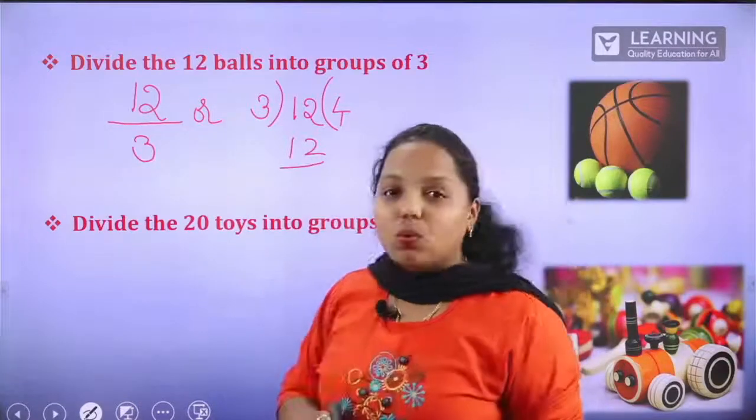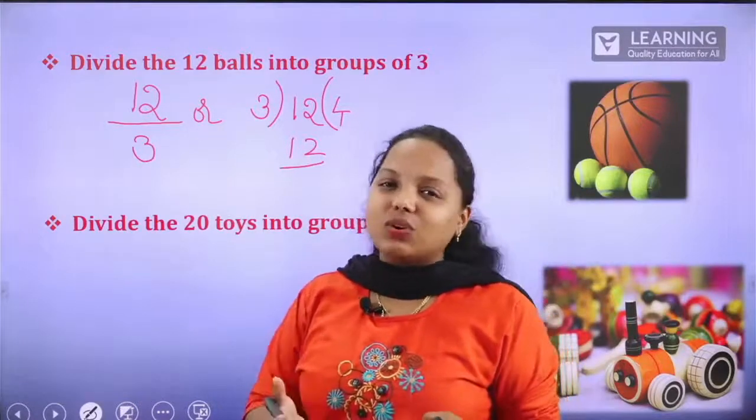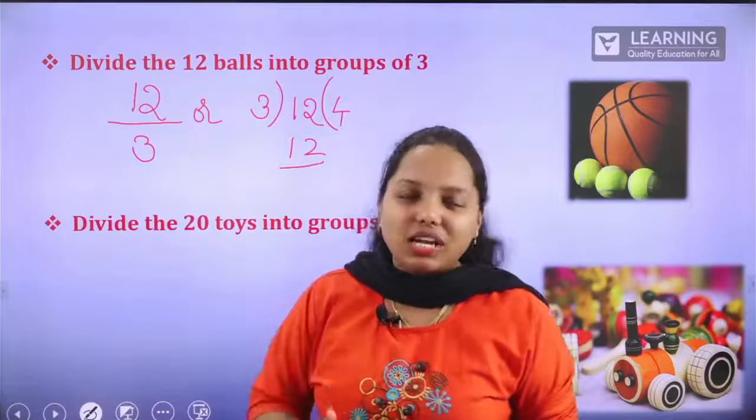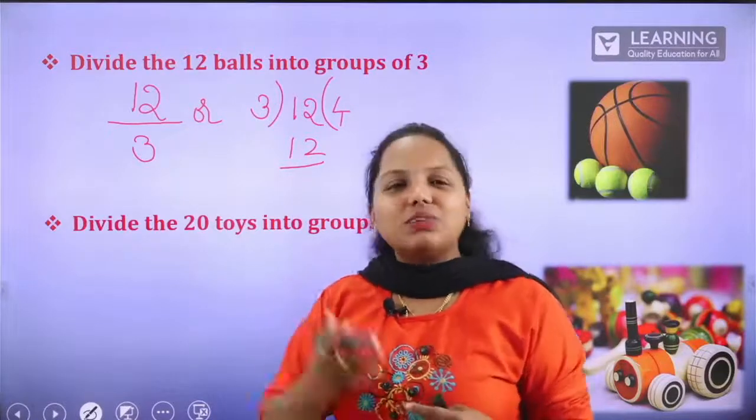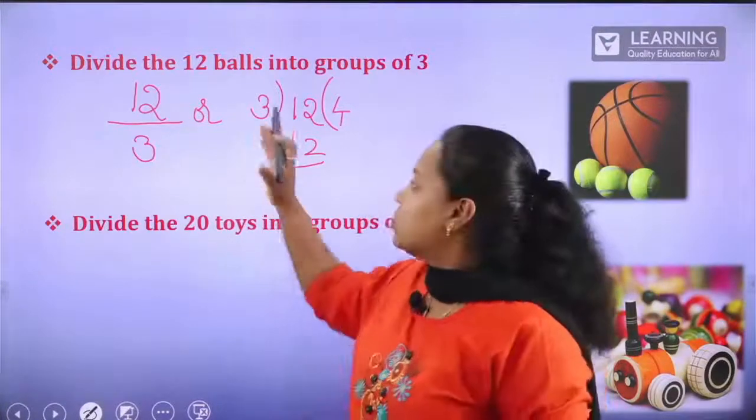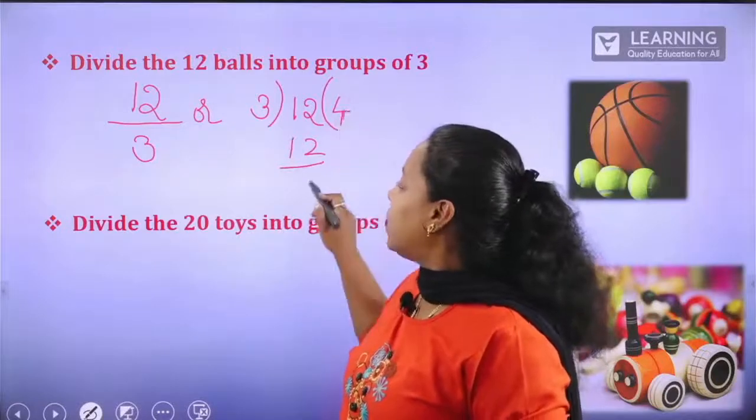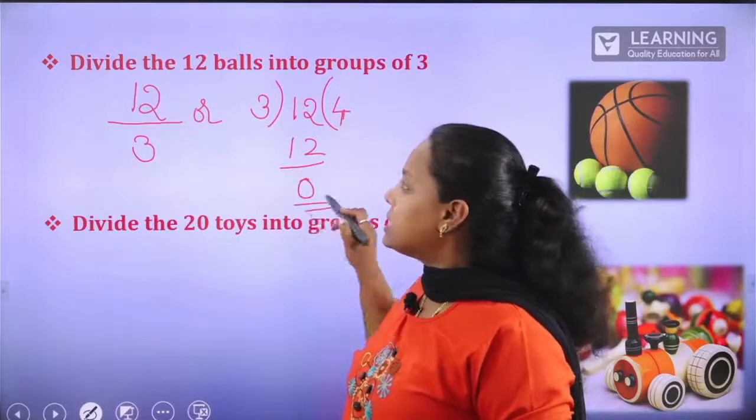Why can't I take 1 over there? No, that obviously you can't. 3 ones are 3. Obviously 1 is lesser than 3, right? So obviously we are taking the 2 digits. So 3, 4s are 12. What is the remainder? It is 0.